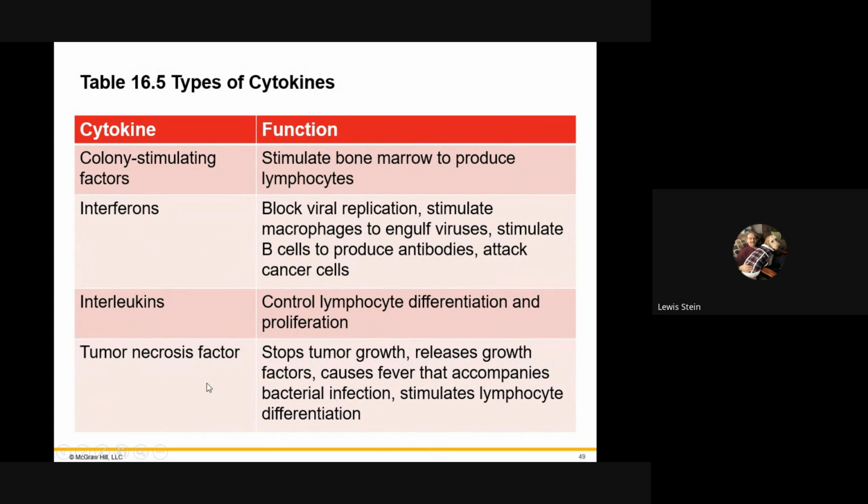Tumor necrosis factor. Because cancers are part of this, we make tumor necrosis factor as the signal to stop tumor growth. Okay, all of these things release growth factors, etc. It also causes fever that we sometimes see in bacterial infections, and stimulates lymphocytes.